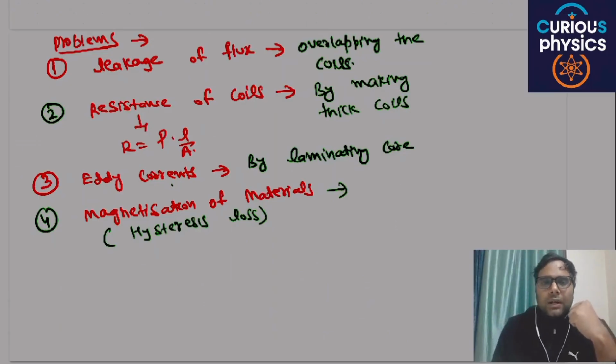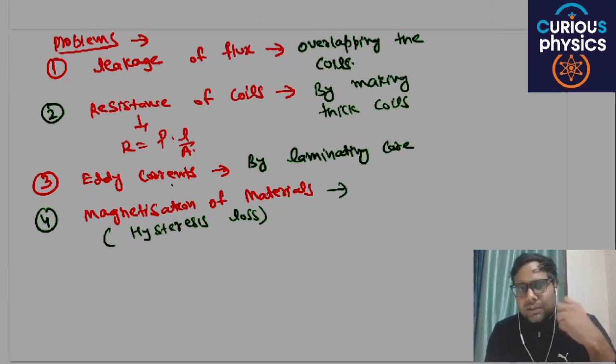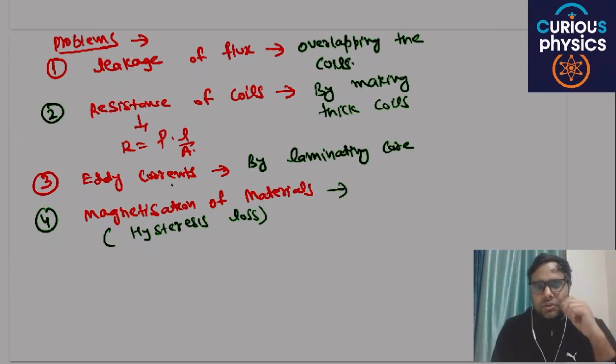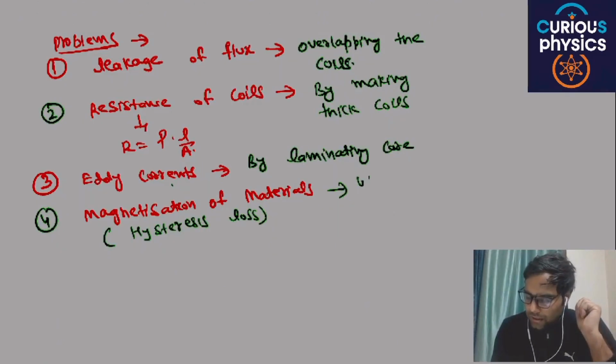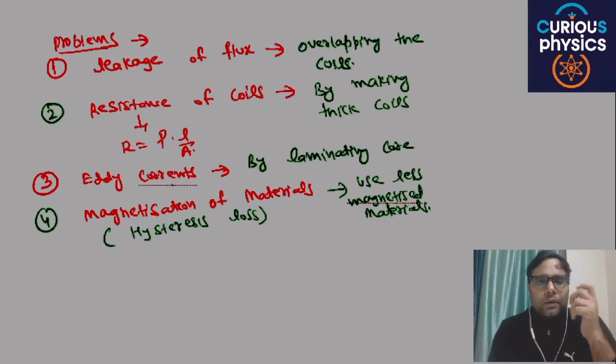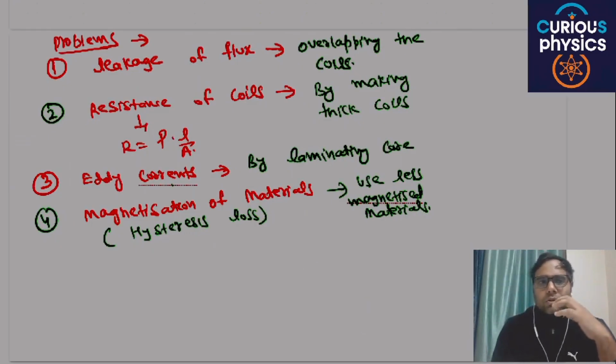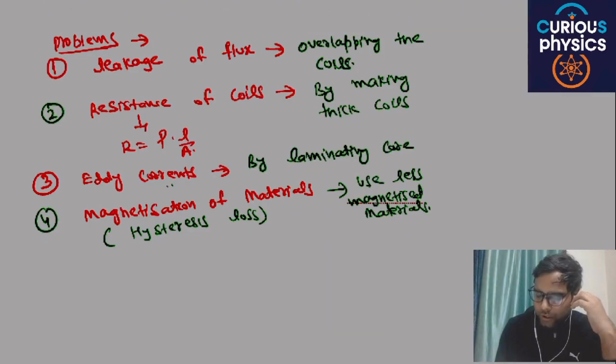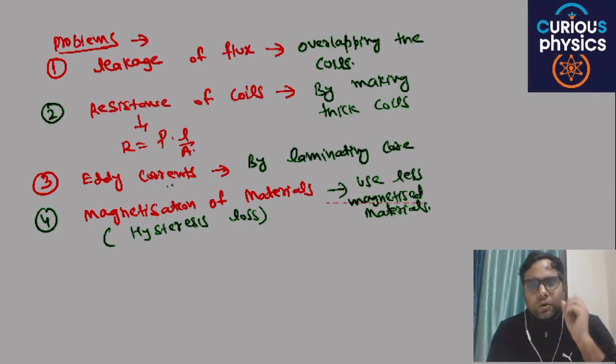If there is a current in the soft iron core, that will also lead to an increase in heat. So that's why hysteresis loss can be reduced by using less magnetized material. This is a short topic, a very small topic, so you have to focus on just the theory portion, not deep dive into this particular topic for your board exams.